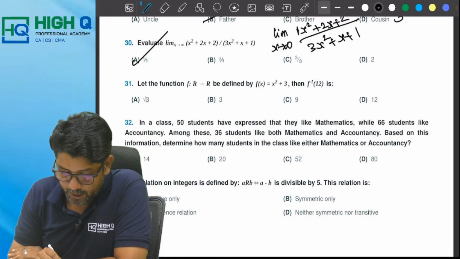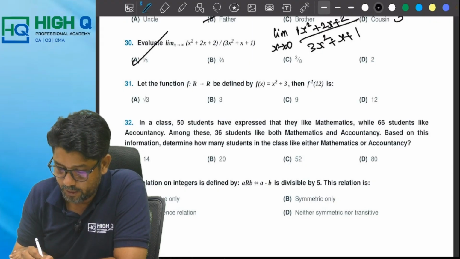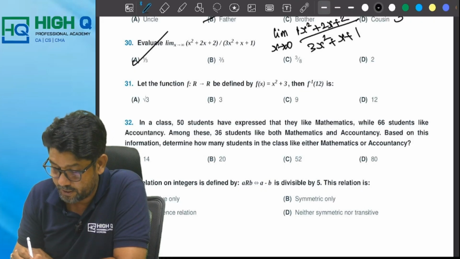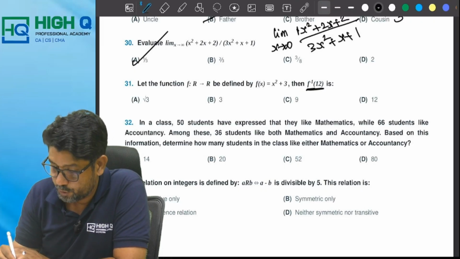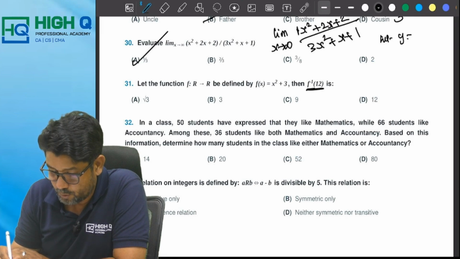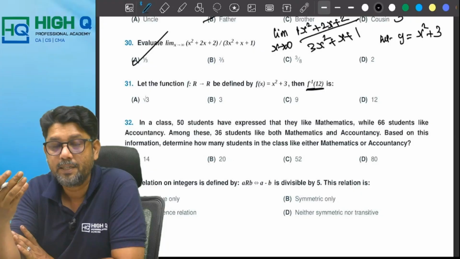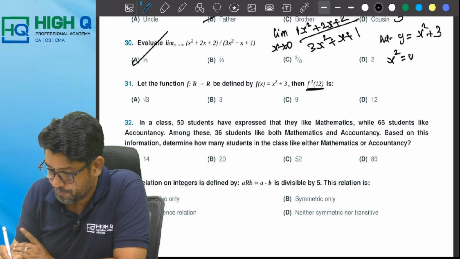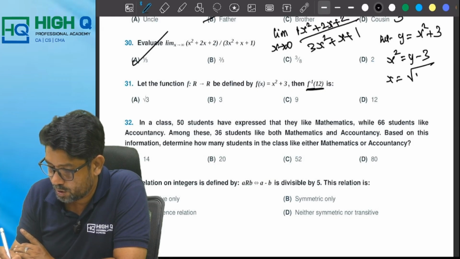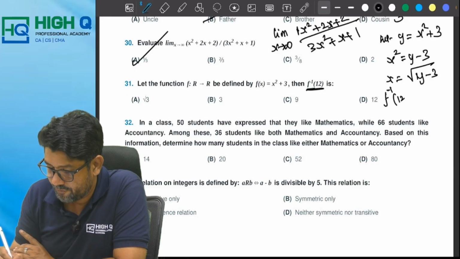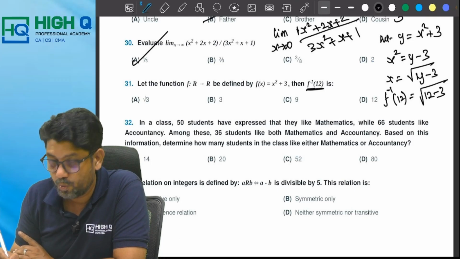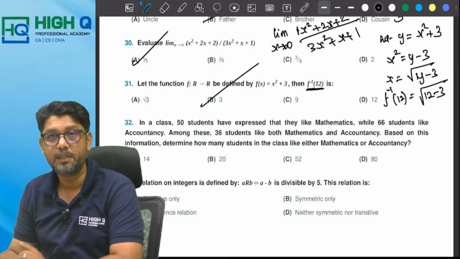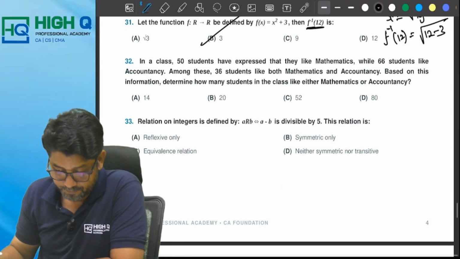Option A. Next. Let the function f from R to R be defined by f of x is equal to x square plus 3. Find f inverse of 12. Of course, you know, my dear, let y is equal to x square plus 3. First, we write an equation of x in terms of y. So x square is equal to y minus 3, and x is equal to root of y minus 3. This is our f inverse of x. Now they ask you to find f inverse of 12. Simply put y is equal to 12. That is 12 minus 3, root 9, which is nothing but 3. Option is B. That's it, my dear.